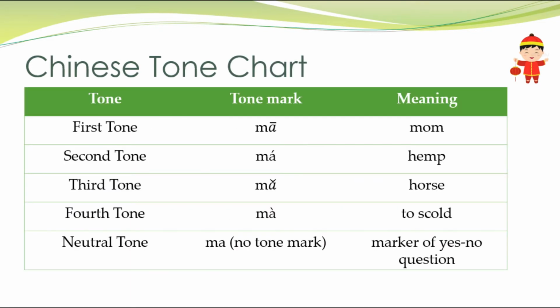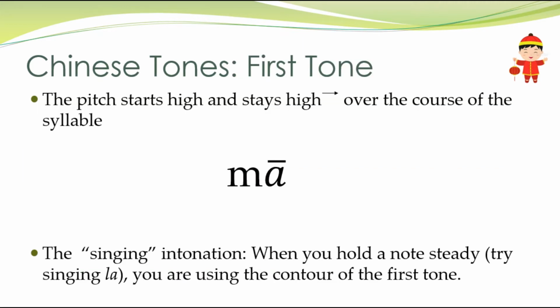So, ito yung table ng mga tones. So, pansin mo, parehas lang yung spelling, that's M-A. Tapos may iba't ibang ibig sabihin na siya. So yung first tone mo, that's mom. Second tone is hem. Third tone is horse. Fourth tone is to scold. At yung neutral tone naman ginagamit ito sa marker of yes or no question. Nilalagay ito sa dulo ng question. So let's start with the first tone.